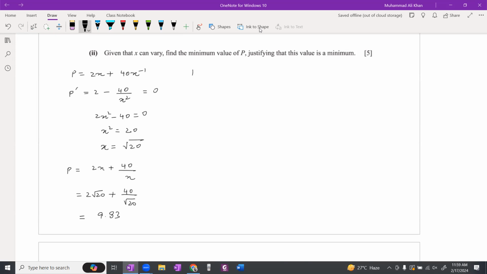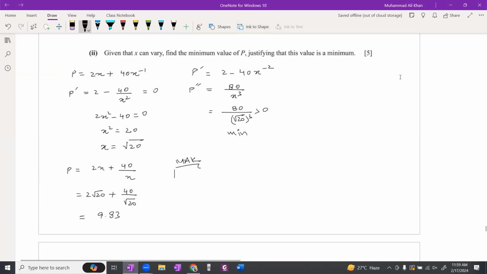For justification, what is P dash? P dash is 2 minus 40x power minus 2. We have to take a second derivative of this. So here it will be 80 over x cube. Substitute the value of x in this. The value of x is under root 20. So 80 over under root 20 whole cube, it is a positive answer. If it is a positive answer, then it means it is the minimum value which we have to justify. That yes, it is the minimum.